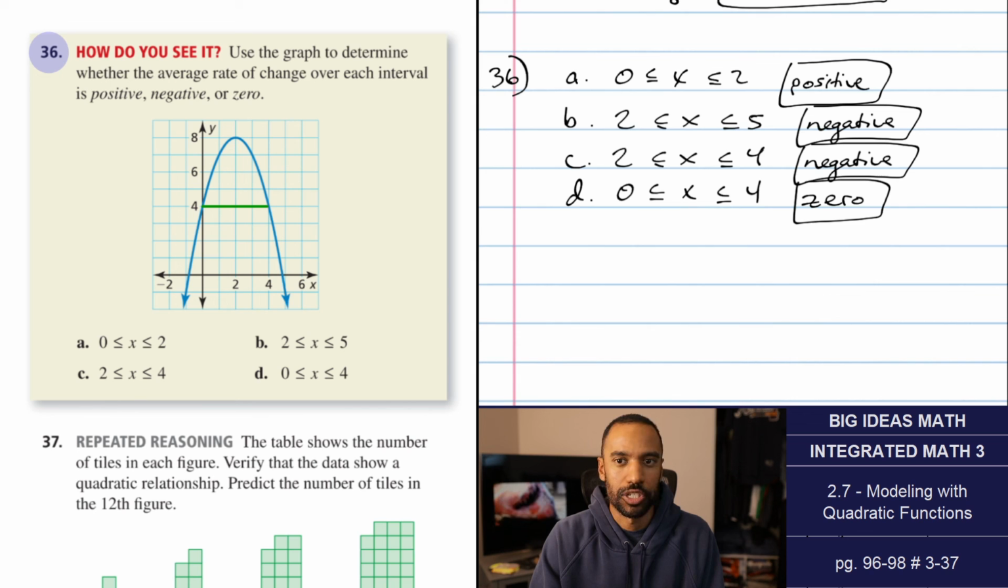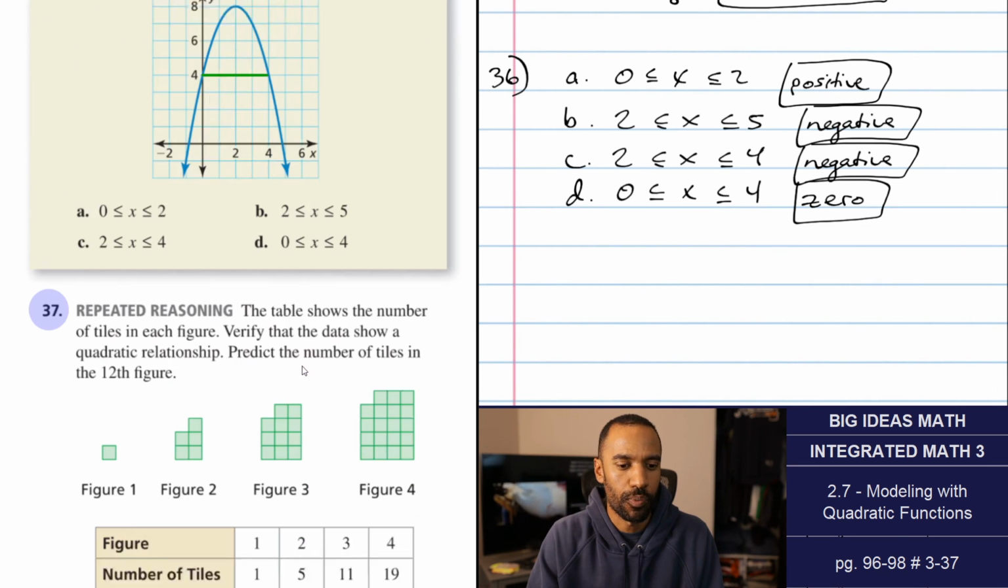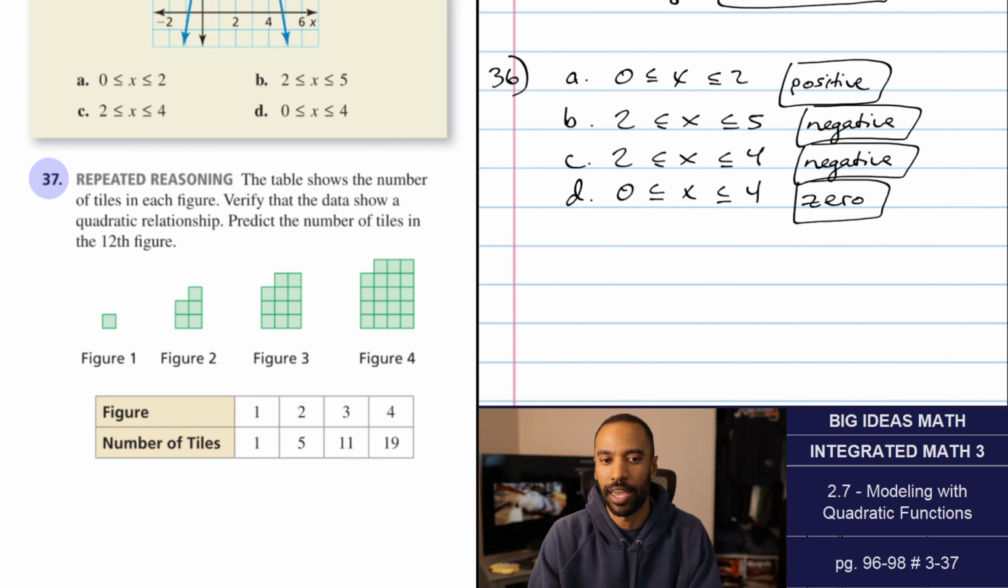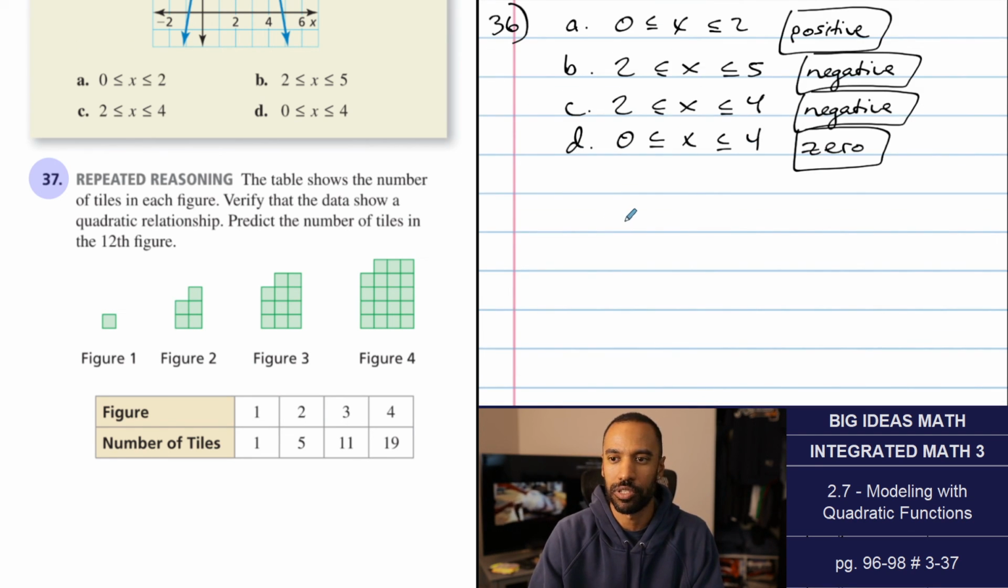Okay, and then the last question. Can I break 5 minutes on it? Let's see. Number 37. Repeated reasoning. The table shows the number of tiles in each figure. Verify that the data show a quadratic relationship. Predict the number of tiles in the 12th figure.